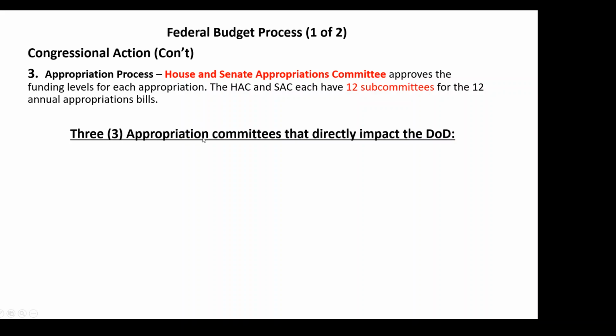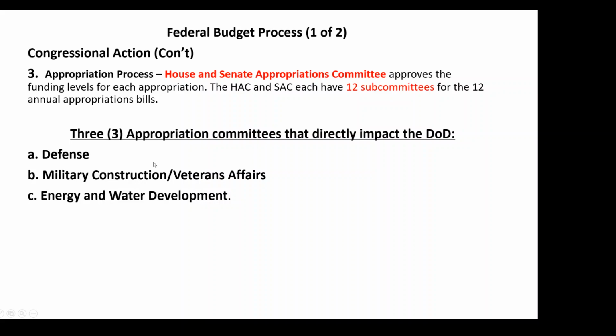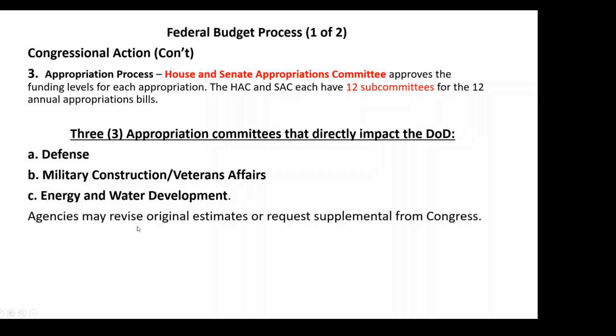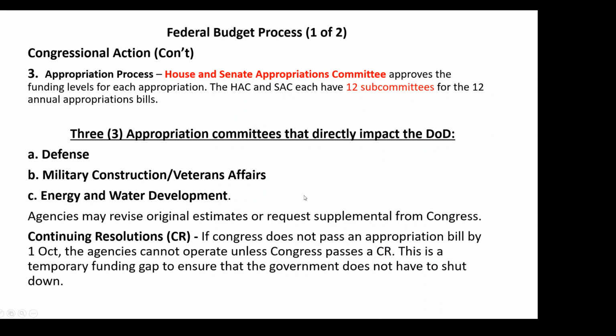The 3 specific appropriation bills that the DoD is impacted by are defense, military construction and veterans affairs, and energy and water development. So agencies may revise their original estimates, because remember, your estimates are submitted about 18 to 24 months before it actually goes to Congress. So you may have to revise those estimates. And then come September, if Congress does not have a budget by 1 October, then they issue a continuing resolution. That is that stopgap temporary appropriation.